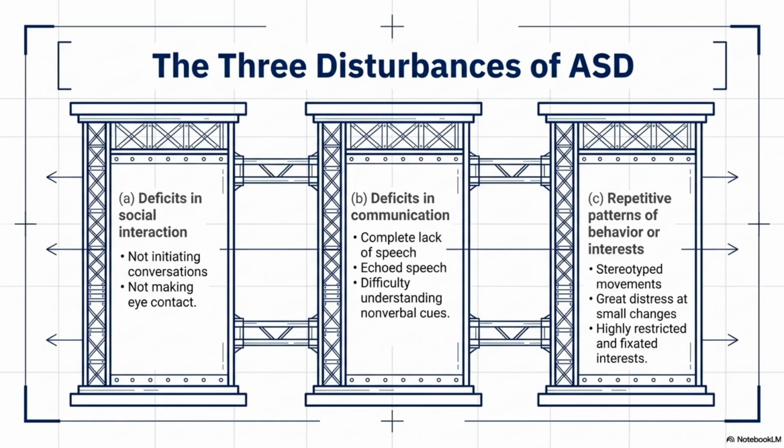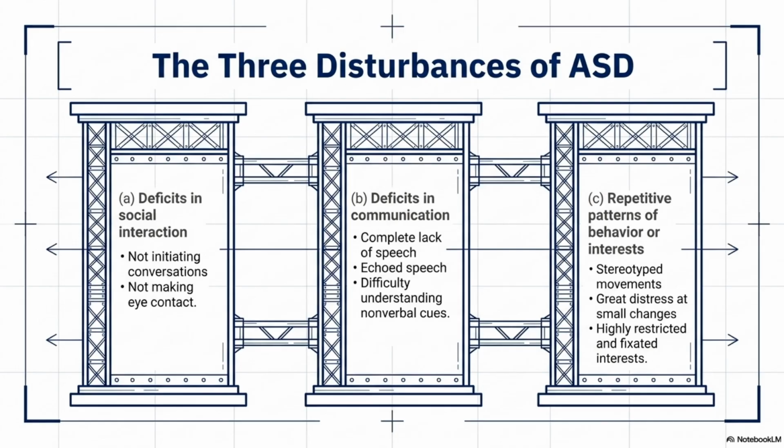I mean, if you cannot decode the nonverbal language that dictates 90% of human emotion, the social world would feel completely unpredictable and chaotic. Which perfectly explains the third disturbance: repetitive patterns of behavior or fixated interests. To cope with a chaotic, unpredictable world, individuals with ASD often rely on rigid repetition. Like what kind of repetition? This can be physical, like rocking back and forth or repeatedly dropping and picking up an object. Or it can be a fixated, intense interest, such as memorizing every single engine part of a specific train model, even if that knowledge serves no practical purpose.